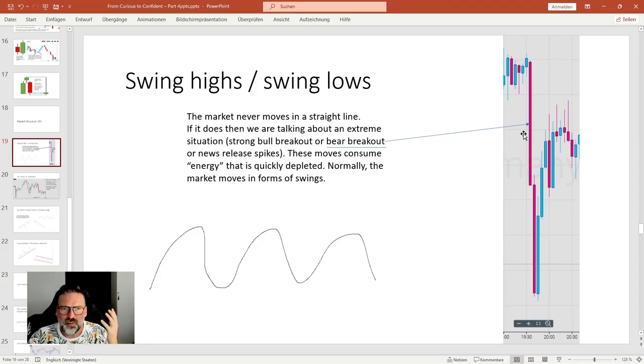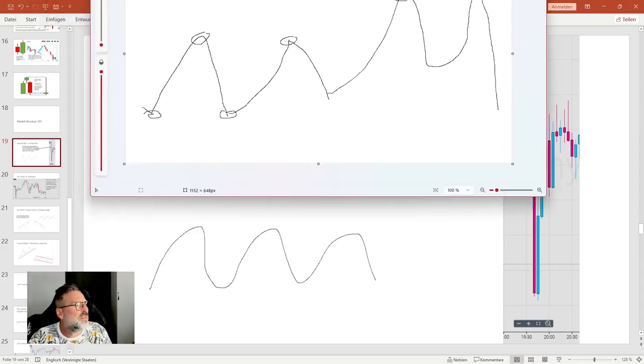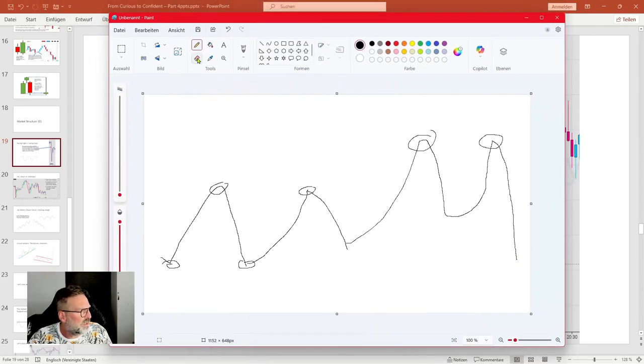But you can think of it in terms of energy depletion. Those moves cost a lot of energy, right? And it's just an image for you to remember, yeah? That energy is very quickly depleted. The market can't sustain such drastic moves. So the market moves most of the times in waves or staircase patterns, and we call that swings. So let's draw that here.